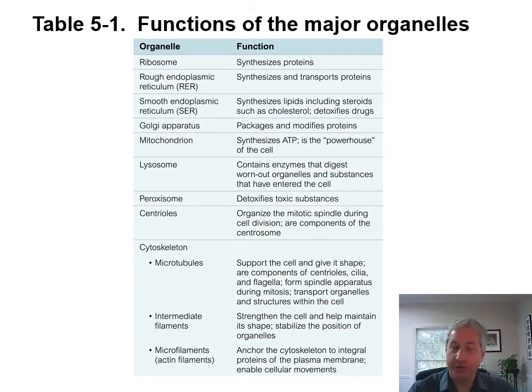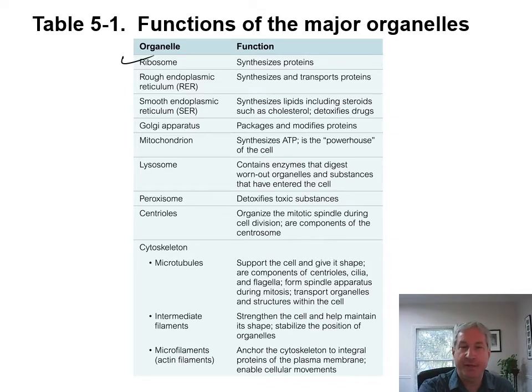Okay, so we're going to talk about the functions of the major organelles. We talked about where they are in the cell. I'm going to look at these in a little more detail; this is just an overview table out of your book. So the ribosome synthesizes proteins. The rough endoplasmic reticulum, sometimes abbreviated RER, synthesizes and transports proteins to various places in the cell. It might transport them to another organelle or to the cell surface.